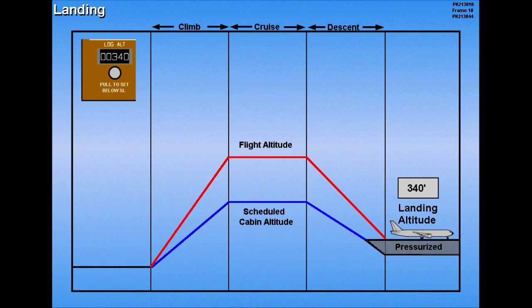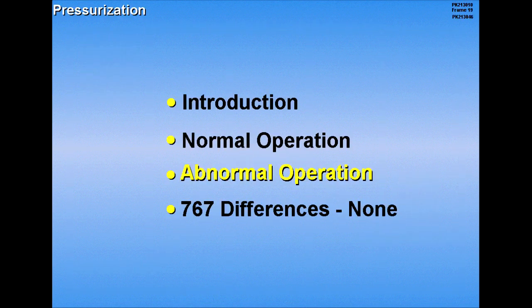The cabin is slightly pressurized at landing to prevent pressure bumps. After landing, the outflow valve opens to depressurize the aircraft. Let's now discuss abnormal operation.